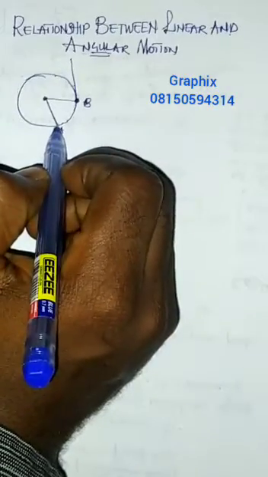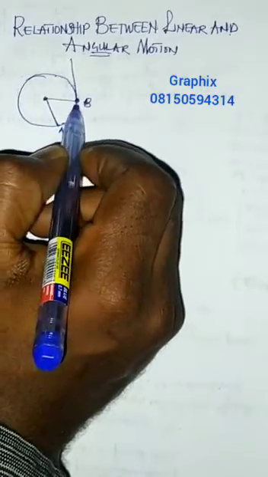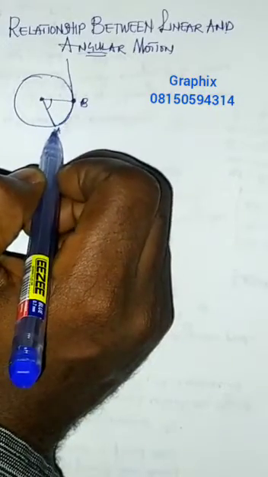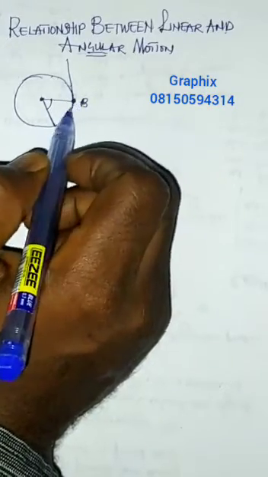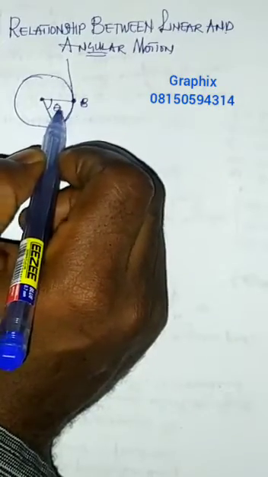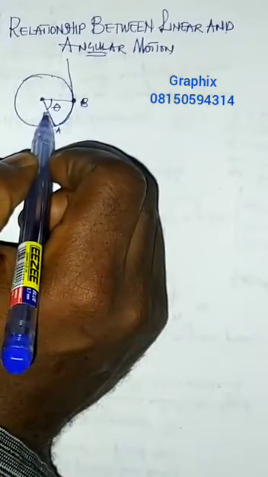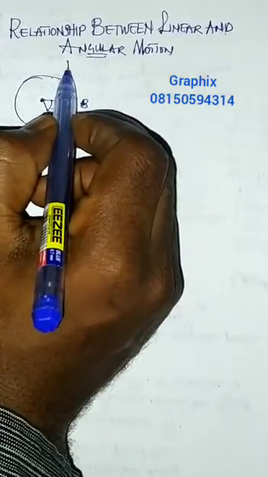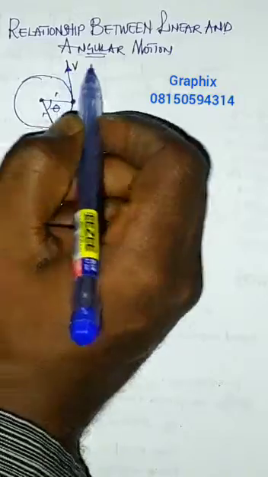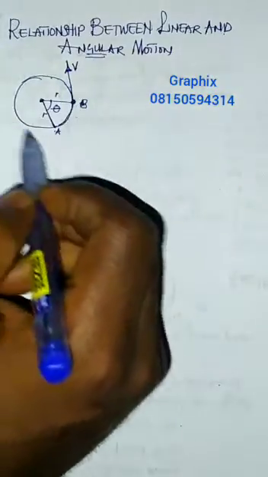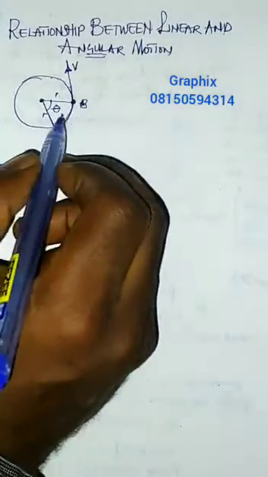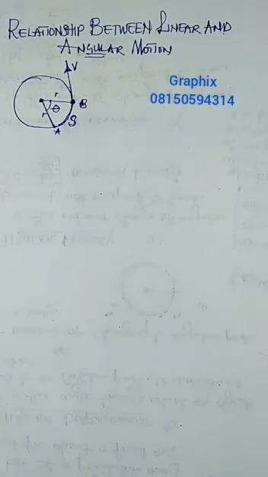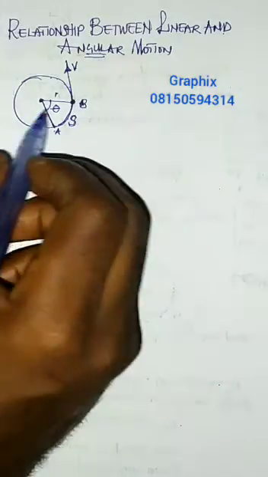If the ball rotates from point A to point B, we'll call the angle between the ball's initial point and final point theta. I will call this our radius, r, and this is the velocity V. It continues rotating. So the distance from A to B is giving us S.